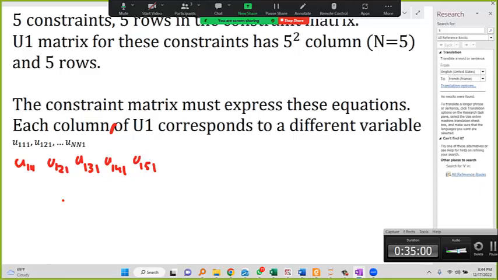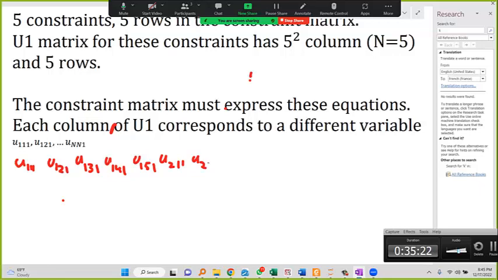All right. So what's the next variable? That's from what we've listed before. Here's U1, 2, 1. I already have U1, 2, 1. Okay. And U2, 1, 1. Okay, that's good. Yes, that's right. So next one is U2, 1, 1. And then the next one?